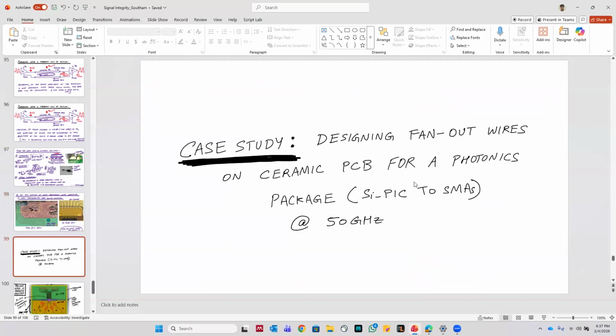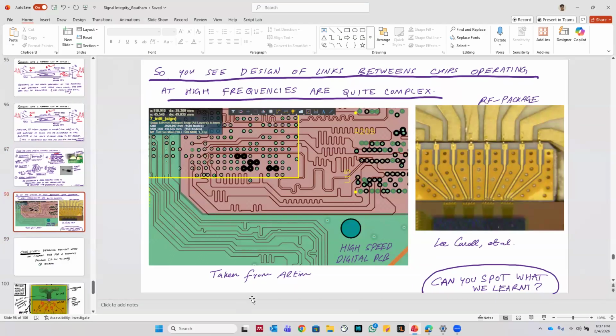Yeah, so before we get to the case study, I think I'll go back to matching. But also, here are some examples of different kinds of designs that are done at high frequency. So I'm going to ask a question here again. Can anyone tell me why these traces here are squiggly like this? Anybody?